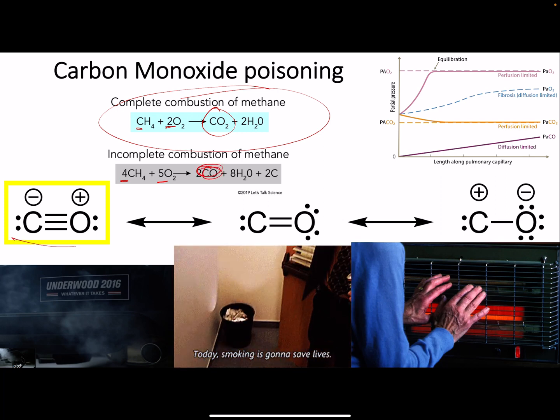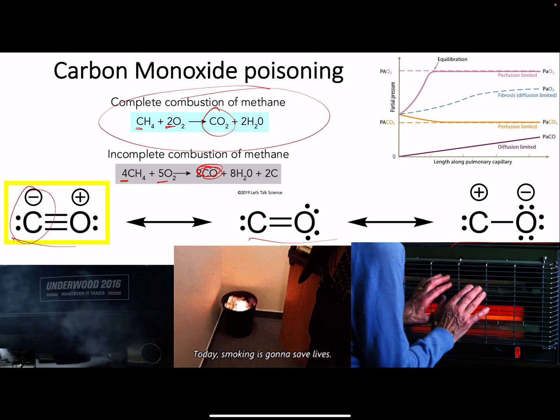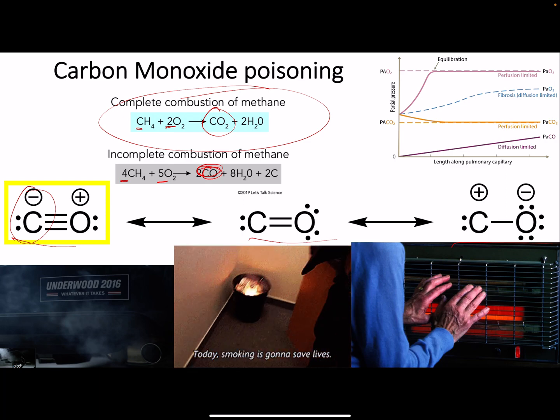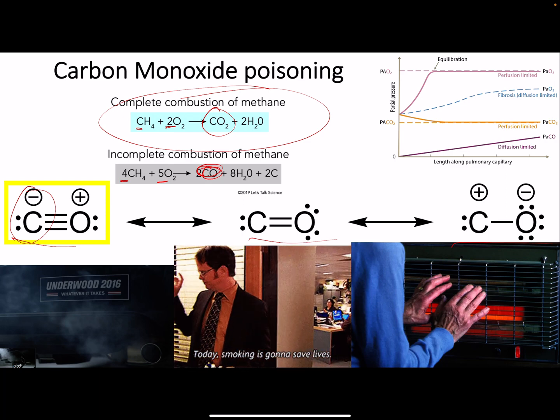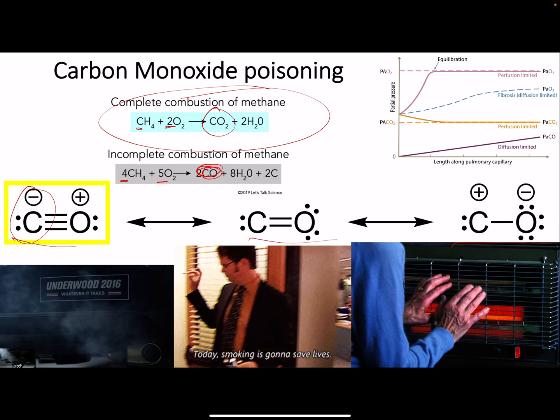Carbon monoxide has these 3 resonance forms. Which one is the best? Well, this is the only one with a full octet on the carbon. So despite the fact that we don't want our carbon to have a negative and oxygen to have a positive, this is the best one. This is the one that you will see reflected, because it is the full octet, the best resonance form.